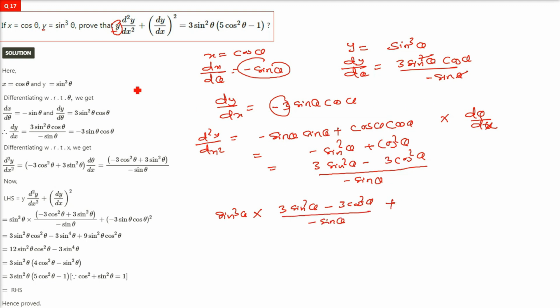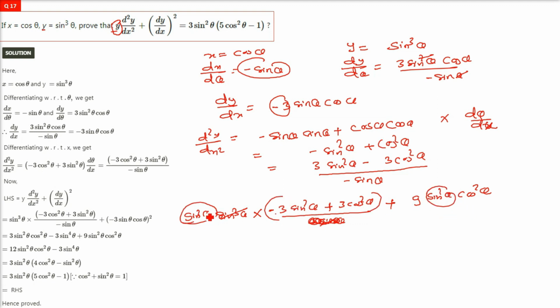Next one is dy by dx whole square. So dy by dx is already found, it's negative 3 sin theta cos theta. Just square it. So it is going to be minus 3 squared is 9, sin square theta cos square theta. So we can cancel one sin from here, so sin and sin get cancelled. Only sin square theta will remain in the numerator. Alright. So we see that we have a negative in the denominator, so I've just changed the sign in the numerator. Sin square theta here. Also we have 3 here.